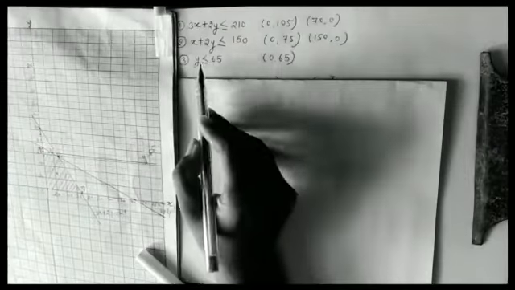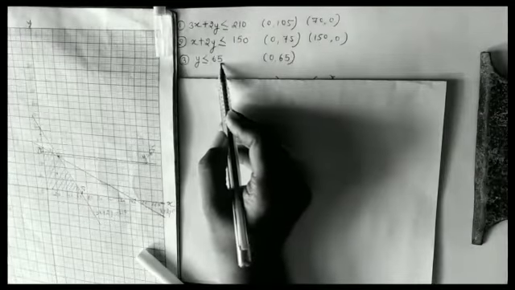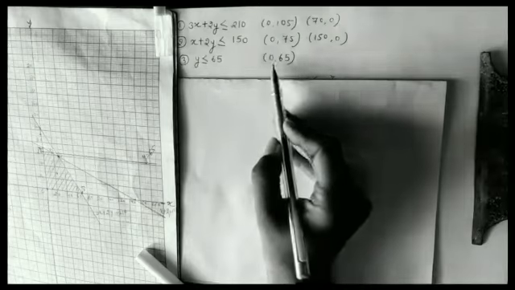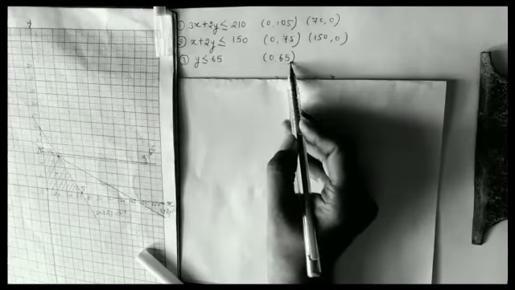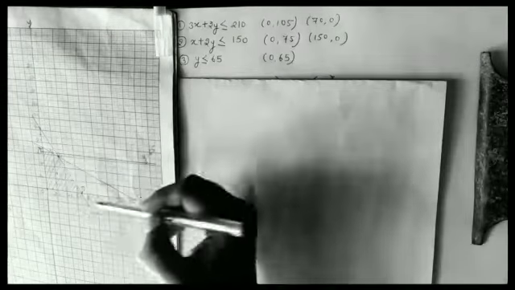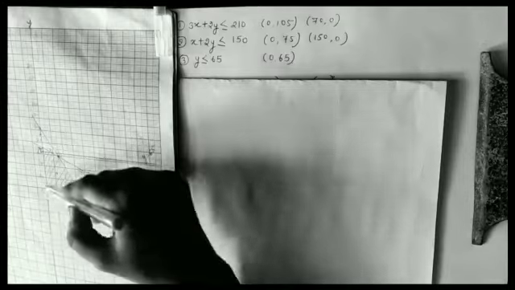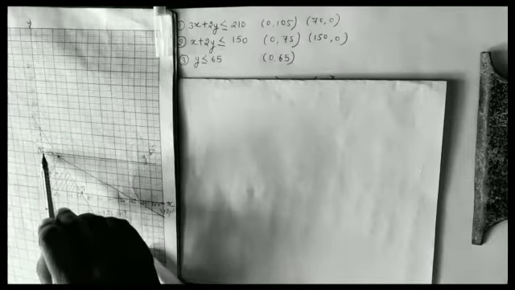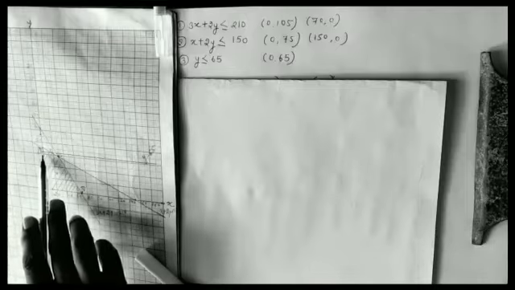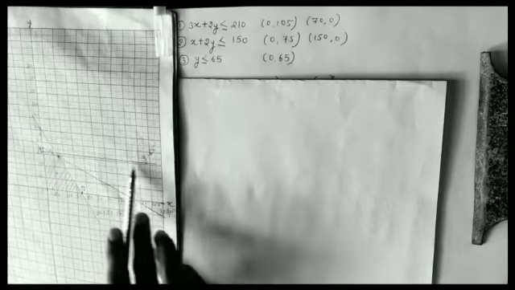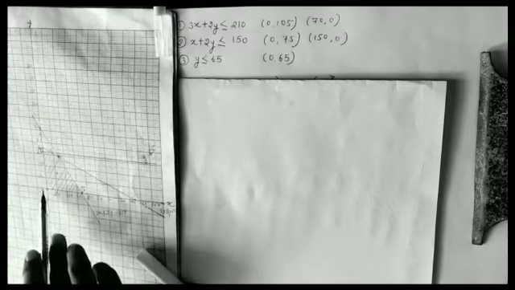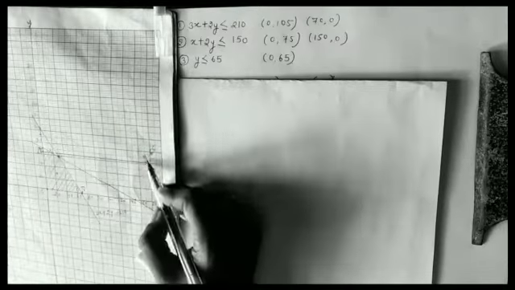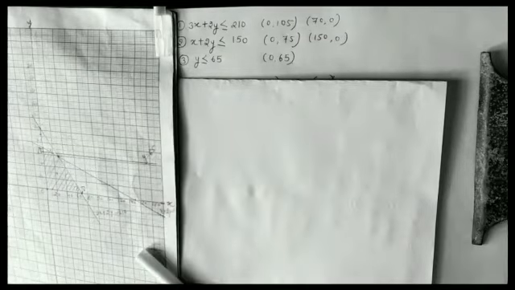Now the third constraint is y less than or equal to 65. That means x is 0 and y is 65. We have to draw this line. So on the y axis, where x is 0 and y is 65, this is 60 and this is 65. So we have to draw a line parallel to the x axis at the point y equals 65. So this is y equals 65.